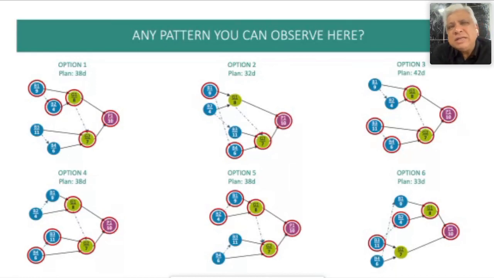right? But what is the difference between option 2, option 6 versus other options? So how are these 2 options different from the other 4 options? Just think about it for a couple of minutes. So is there any pattern you can see in how we are allocating resources?